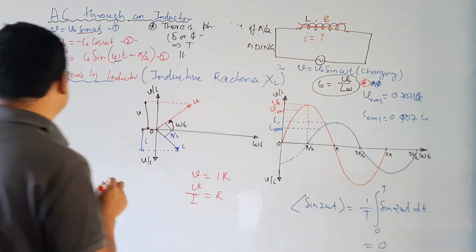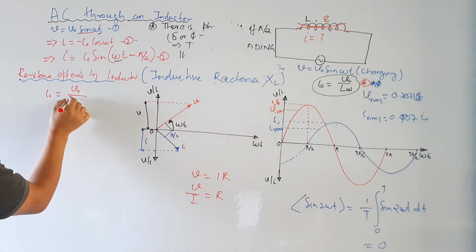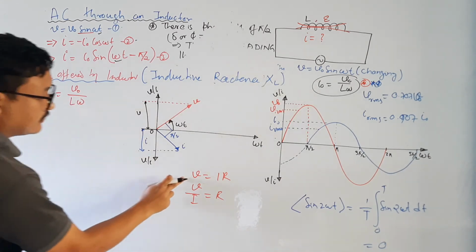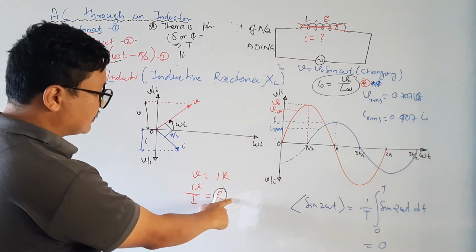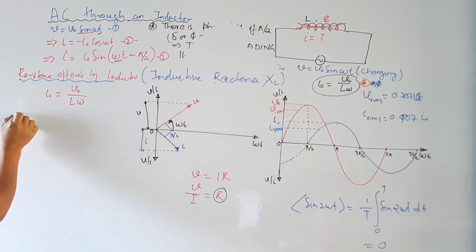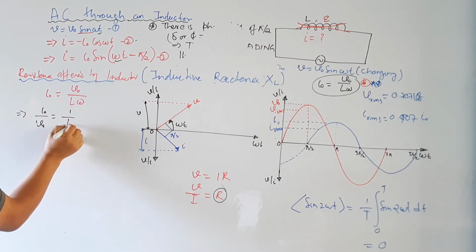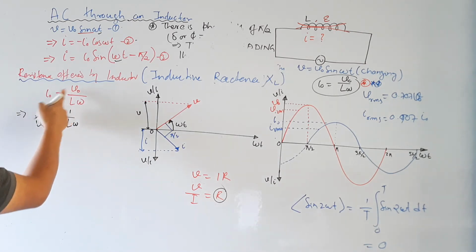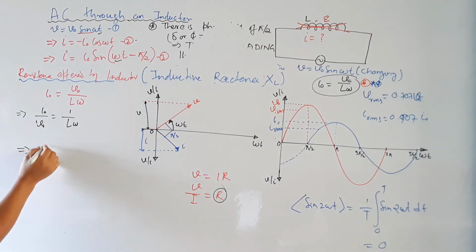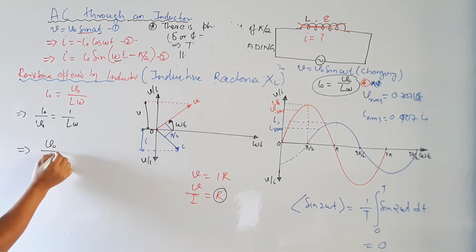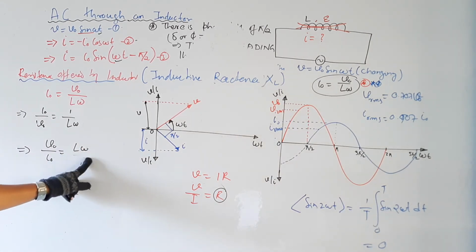Here I have I0 is equal to V0 by L omega. And I want to find V by I because I want to calculate the resistance, and the formula of resistance is V by I. So this can be written as I0 by V0 is equal to 1 by L omega. I will take the multiplicative inverse, then V0 by I0 will be equal to L omega by 1. L omega by 1, I will not write this.